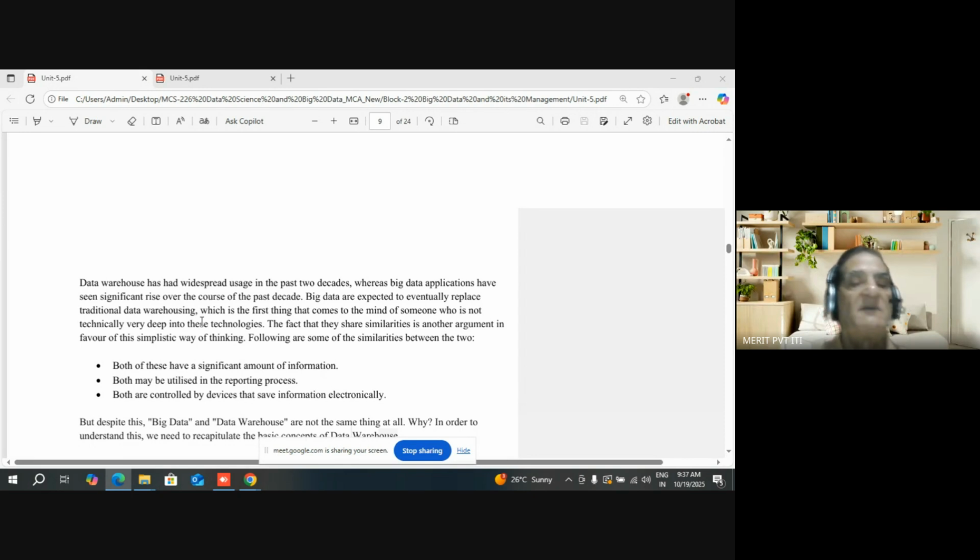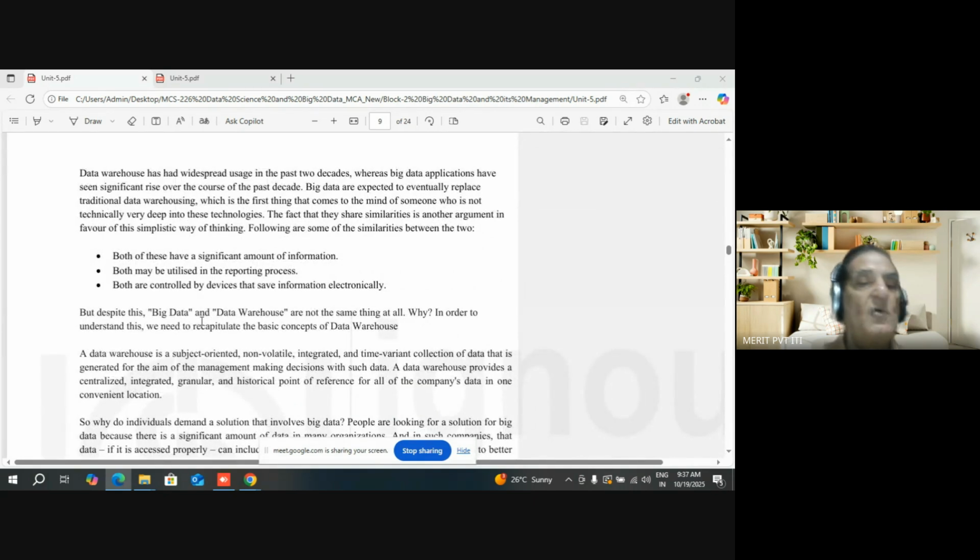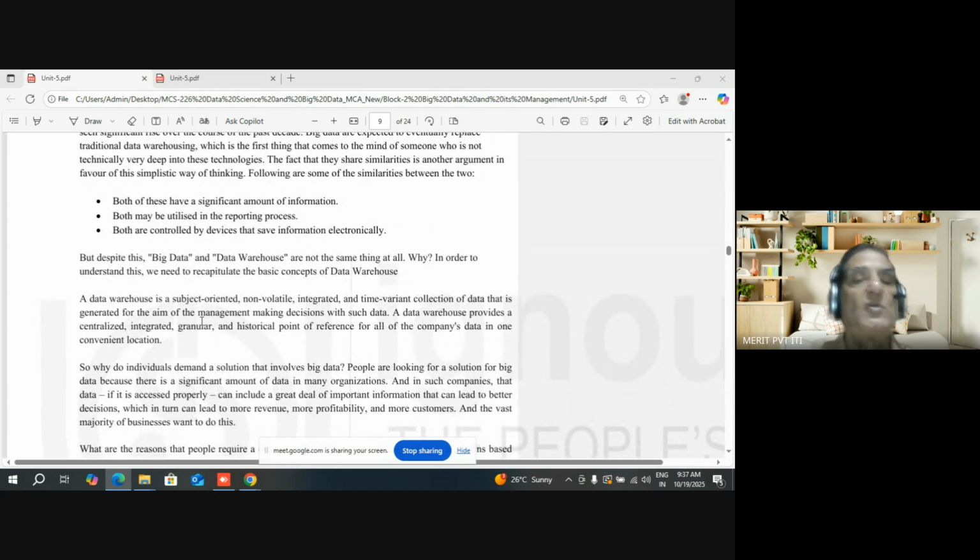So both of these hold a significant amount of information. Both may be utilized in the reporting process. Both are controlled by devices that save information. Despite this, big data and data warehouse are not the same thing at all. Why? To understand this, we need to recapitulate the basic concept of a data warehouse. A data warehouse is a subject-oriented, non-volatile, integrated, and time-variant collection of data. All of this comes into the structure. The aim is management decision making with such data.